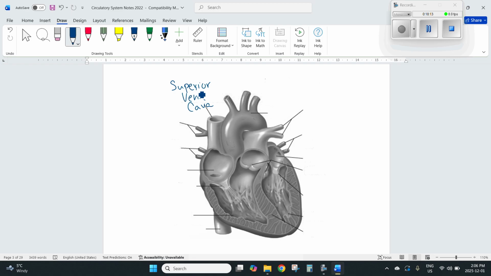Inferior means below. So that being said, I'm going to go to the bottom of the heart, this blood vessel that's here. This is also the vena cava, but since it's at the bottom, it's the inferior vena cava. So inferior means below, superior means above. So you're also going to want to shade in the fact that this is deoxygenated blood. Okay.